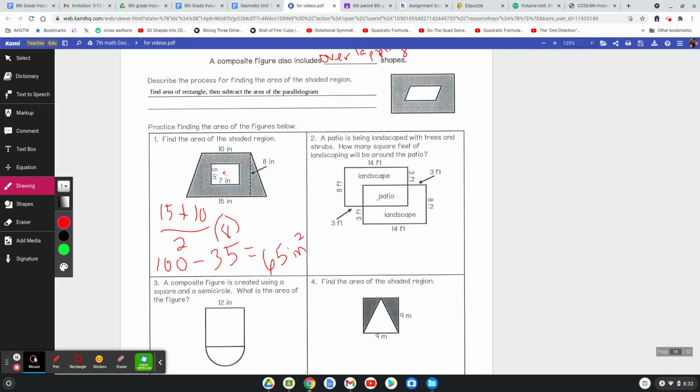So kind of think about that and look at the picture and read it again, because even I'm doing that myself to digest what it says. So the patio right here is being landscaped with trees and shrubs, this part here. They want to know what the area is of the landscaping around the patio. So we only want this part. So we have to get rid of the patio part. So you can pause it and see what you come up with.